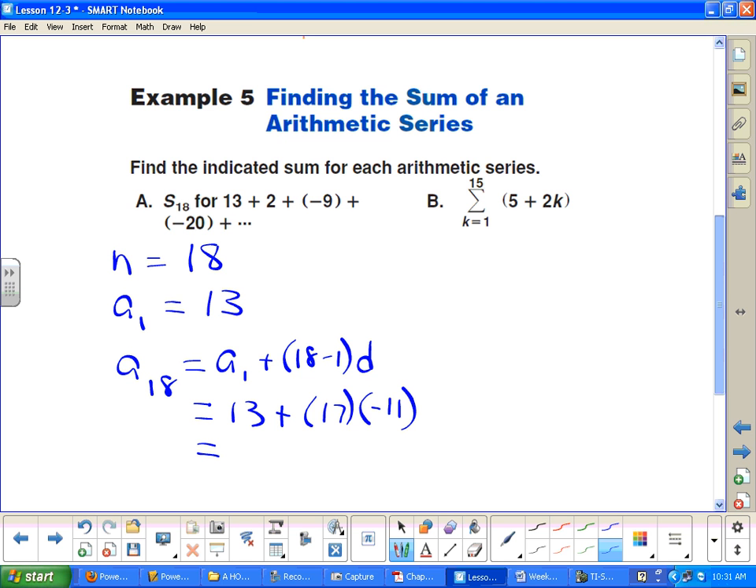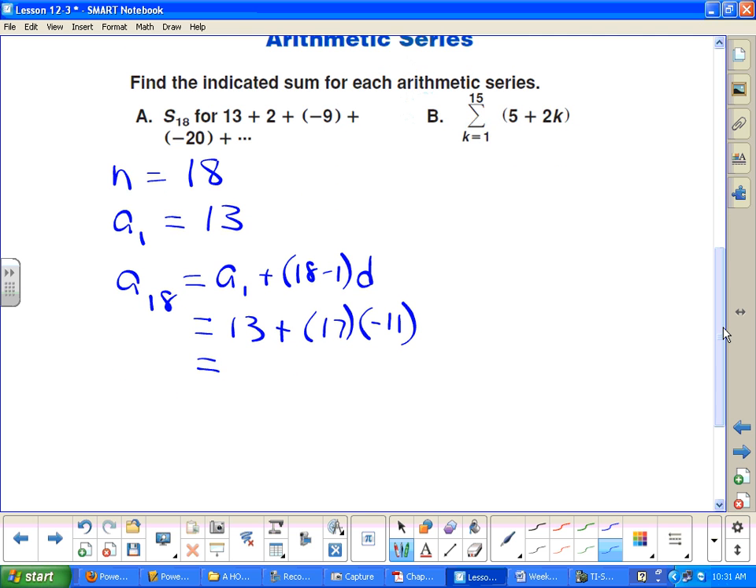So this is negative 11. So the 18th term is, let's see, 17 times 11, that's negative 187, right? What's 17 times 10? 170, add a 0. And how many more 17s do I need? One more. 170 plus 17 is 187. Okay, so that's really easy. If you group things correctly, multiplying is really pretty easy. So this is negative 187 plus 13, which is negative 174. So that's my last term.